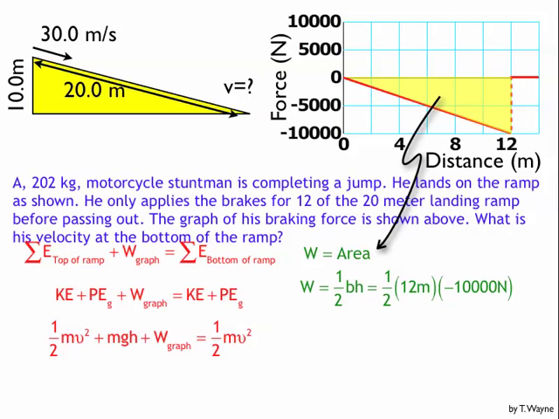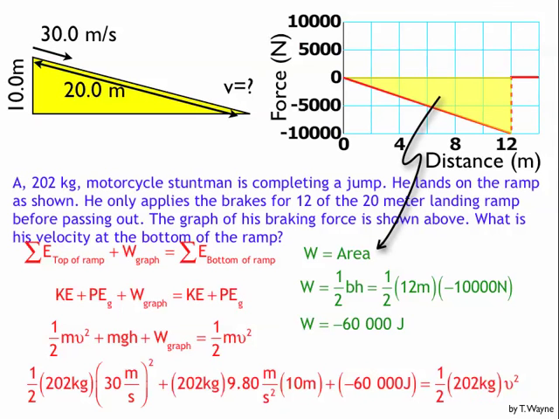And in an unusual way, the height is a negative number because it's below the axis. So it's actually, from this graph, negative 10,000 newtons. When I do the calculation, I get negative 60,000 joules. So 60,000 joules of energy was removed. In other words, work was done on the rider as he went down across that 12 meters. And the remaining 8 meters of the track, he just coasted down. So now I've got a number for the work.